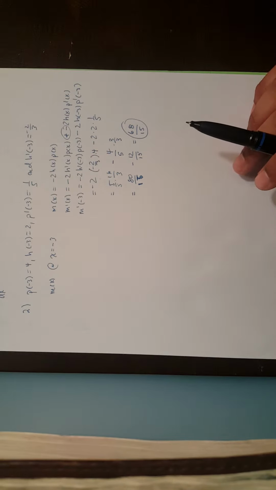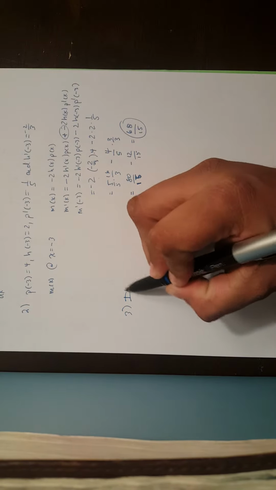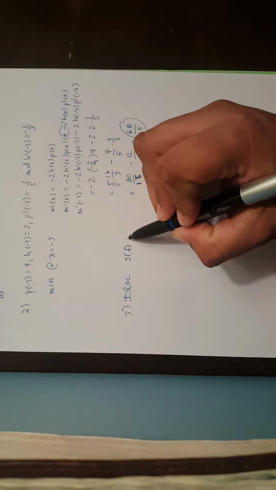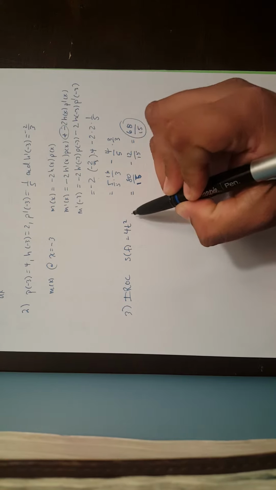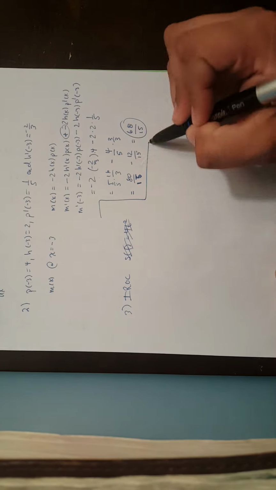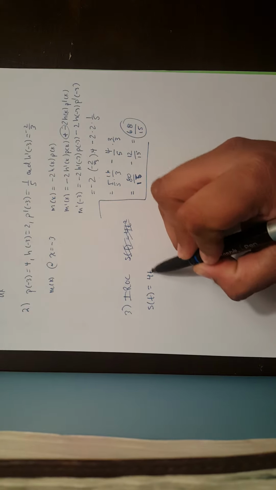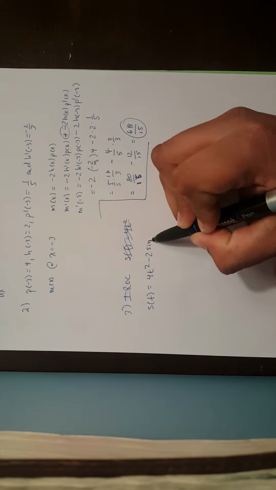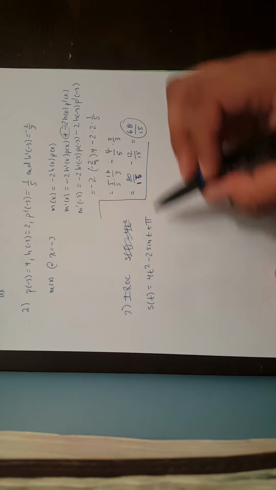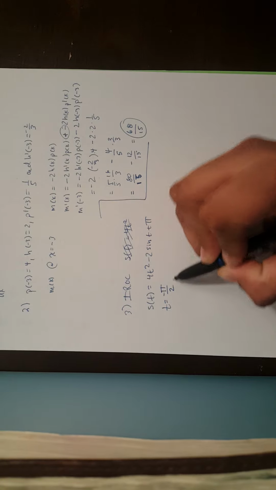All right, the third one's asking for the instantaneous rate of change, so the IROC, of this function s of t. Let me rewrite this over here, I'm sorry, because I don't have enough space. So s of t is equal to 4t squared minus 2 sine of t plus pi. And they want the instantaneous rate of change at t equals negative pi over 2.